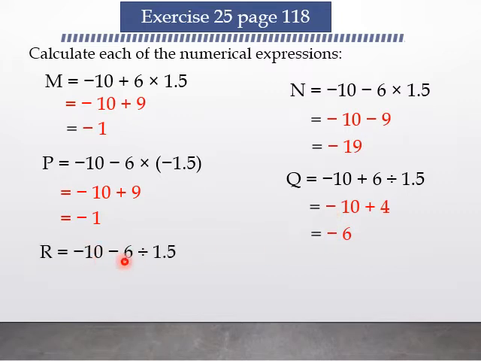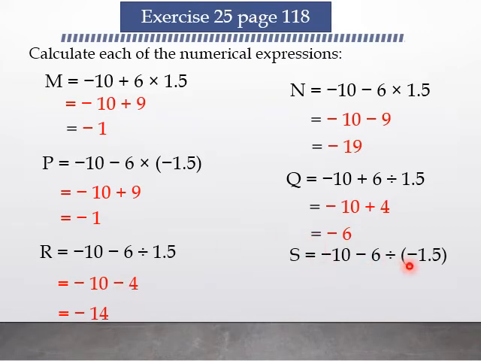R equals minus 10 minus 6 divided by 1.5. Again, rewrite minus 10, minus, drop it down, 6 divided by 1.5 is 4, and minus 10 minus 4 is minus 14.